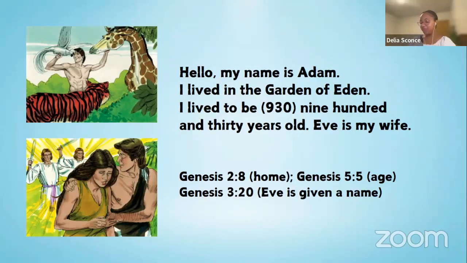It's in Genesis 2:8 that reads, And the Lord God planted a garden eastward in Eden, and there he put the man whom he had formed.